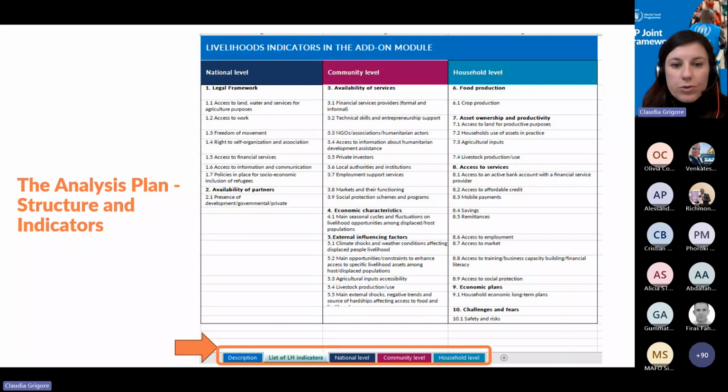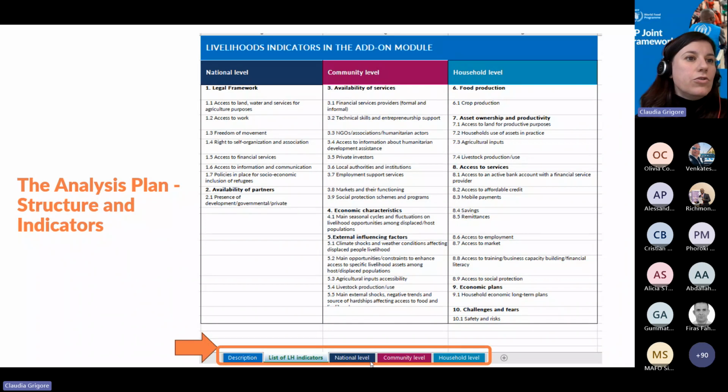The first one, called description, provides similar information as in the module guidance that we saw in the previous slide on the number 1. Then you have a second tab called list of livelihoods indicators, which basically contains the list of all the livelihoods add-on module topics and indicators for the 3 levels of analysis.